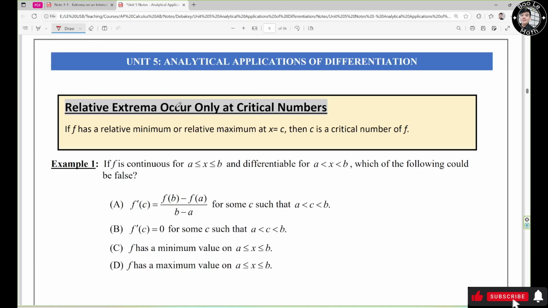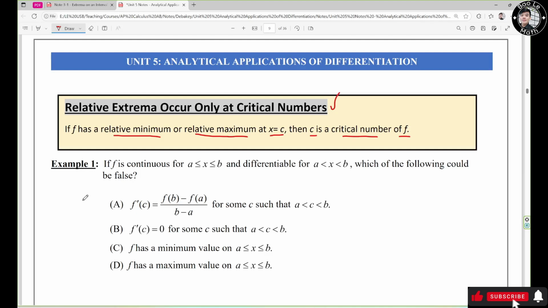Relative extrema occur only at critical numbers. If the function f has a relative minimum or relative maximum at x equals c, then c is a critical number of the function f. Alright, now let's look at example number 1.